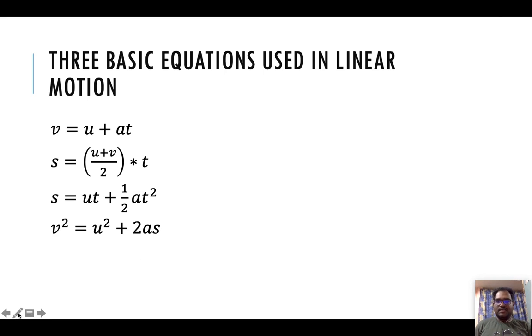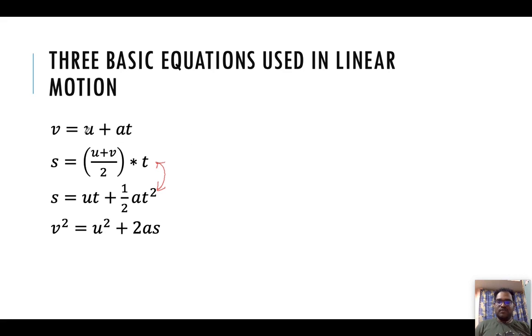So these are the three basic equations. Basically, you can find four equations, but these two terms can be combined, are just one and the same. Okay, so these are the equations that are very necessary to solve a particular problem.